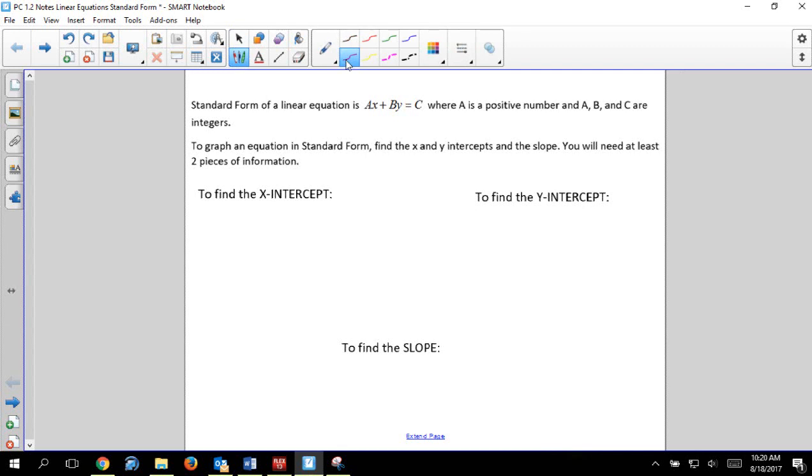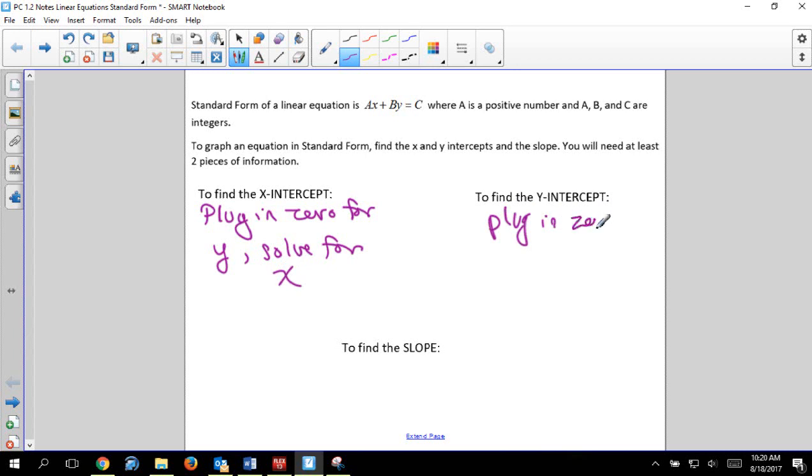So to find the x-intercept, plug in 0 for y, and then solve for x. To find the y-intercept, plug in 0 for x, and solve for y. That works with all the equations that we're going to do in here. So we're going to do that a lot, not just with lines.